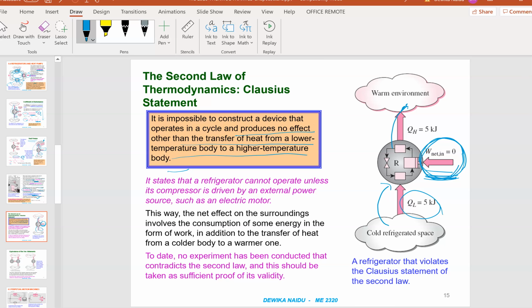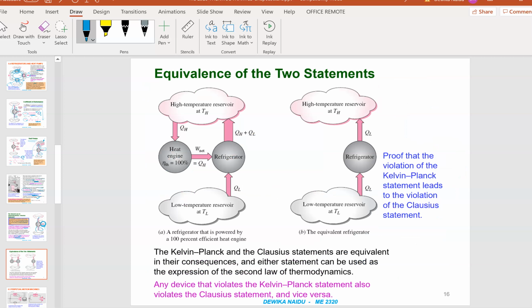It states the refrigerator cannot operate unless its compressor is driven by an external power. That's your electricity. This way, the net effect on the surroundings involves the consumption of some energy in the form of work, in addition to the transfer of heat from a colder body to a warmer one. To date, no experiment has been conducted that contradicts the second law, and this should be taken as sufficient proof of validity. So if you want to define the second law, you must have some work net in, either in the form of electricity or some other form of energy.